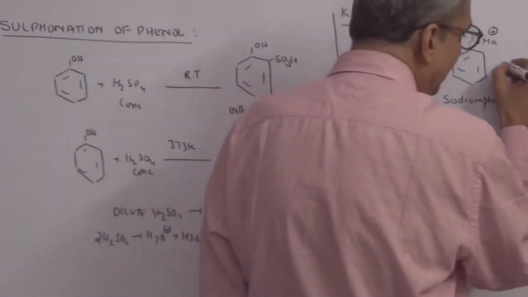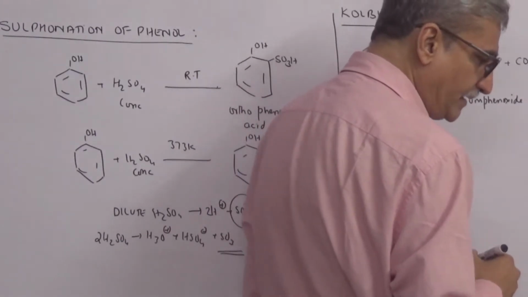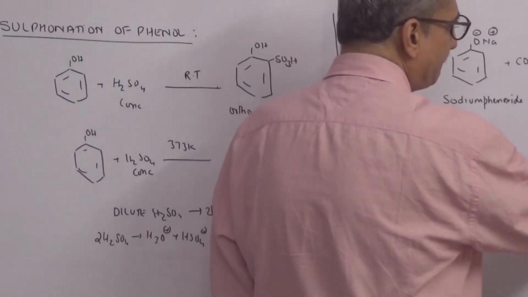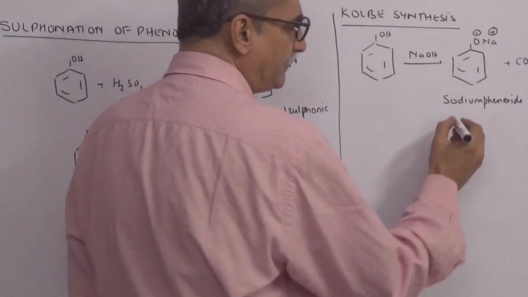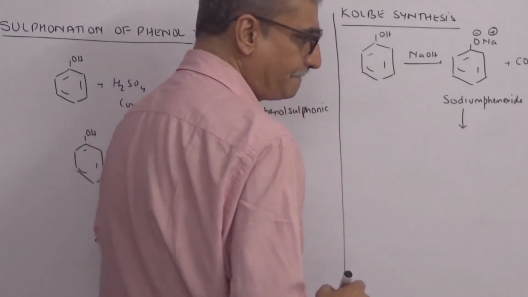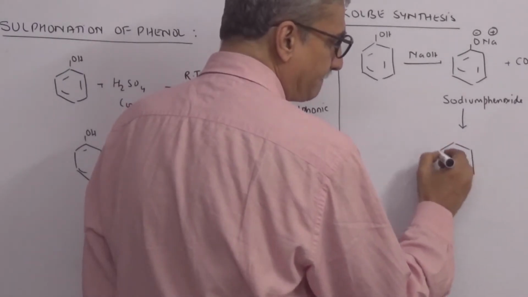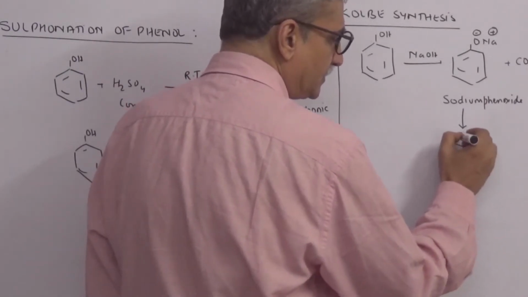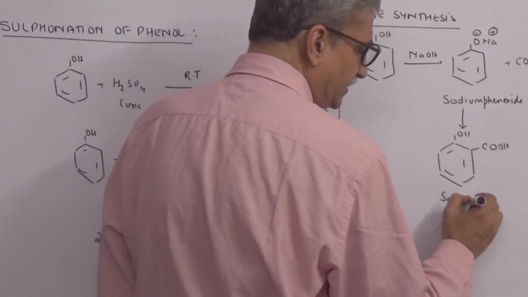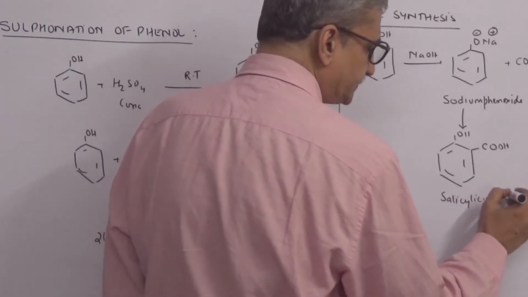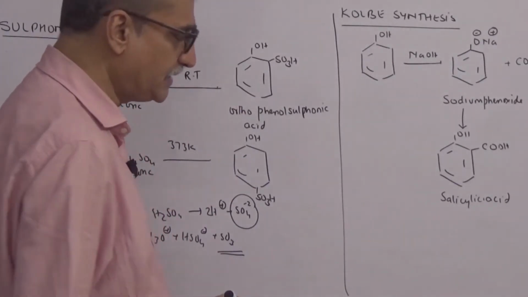Now when you react this with carbon dioxide, what is going to happen? You will get salicylic acid. I told you, phenols show electrophilic substitution. Is this clear? How does it happen?